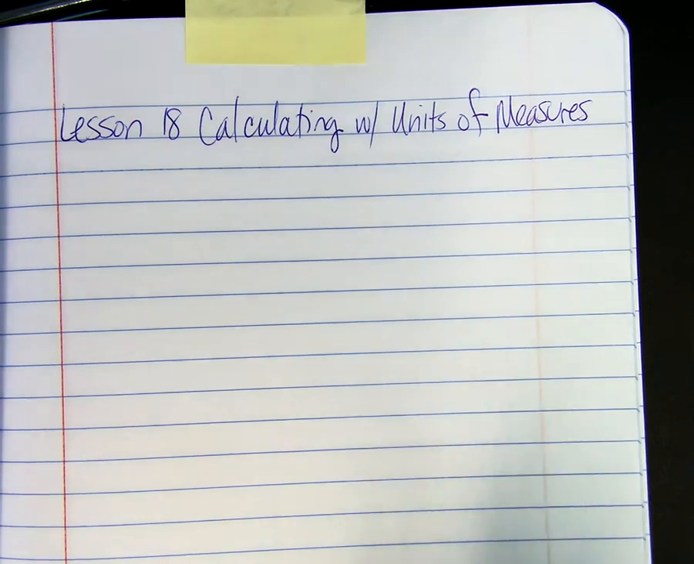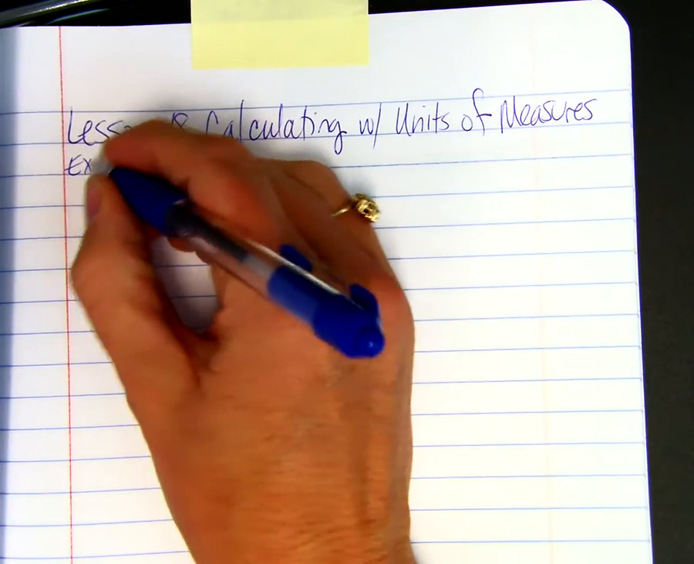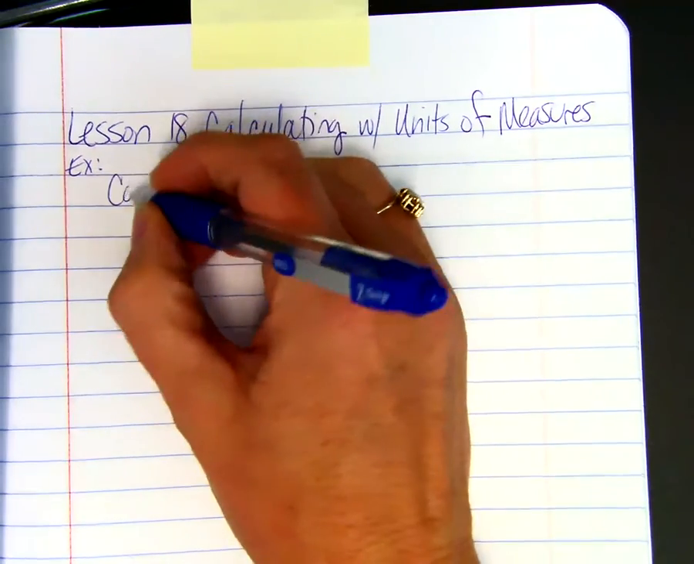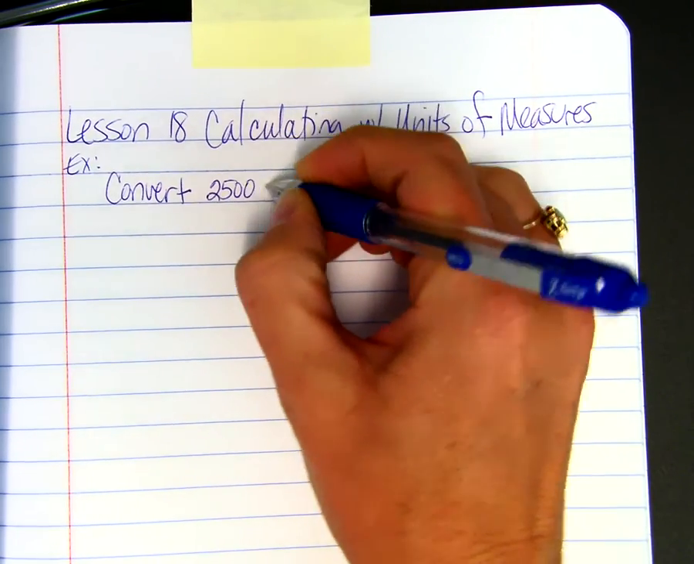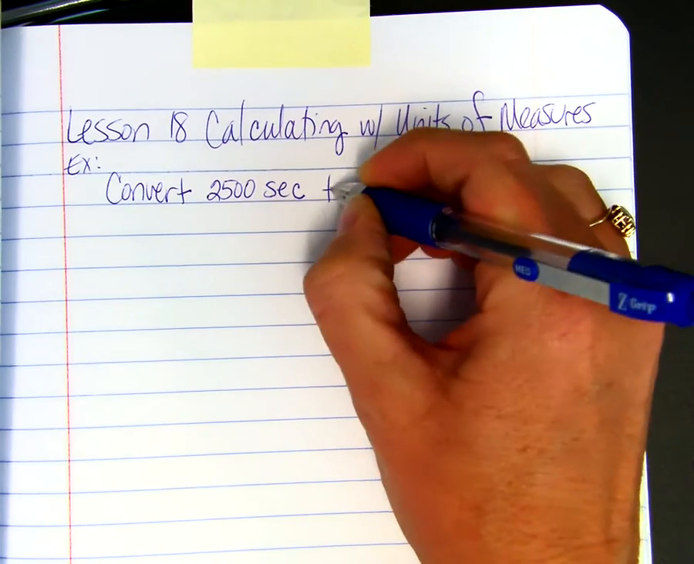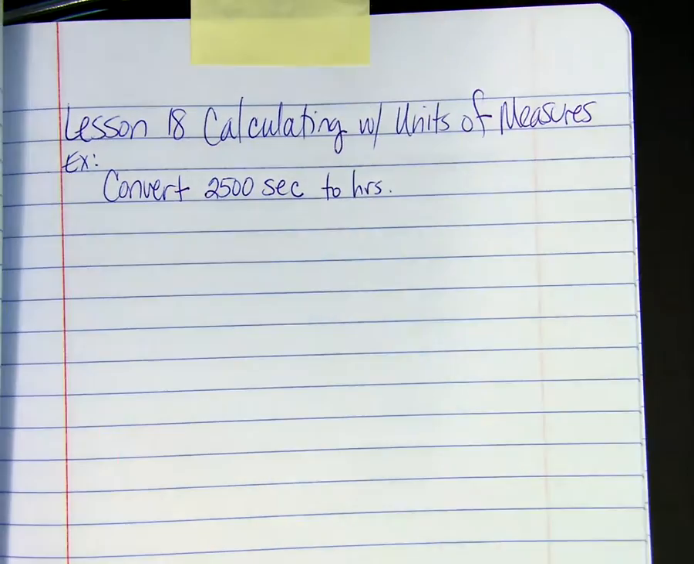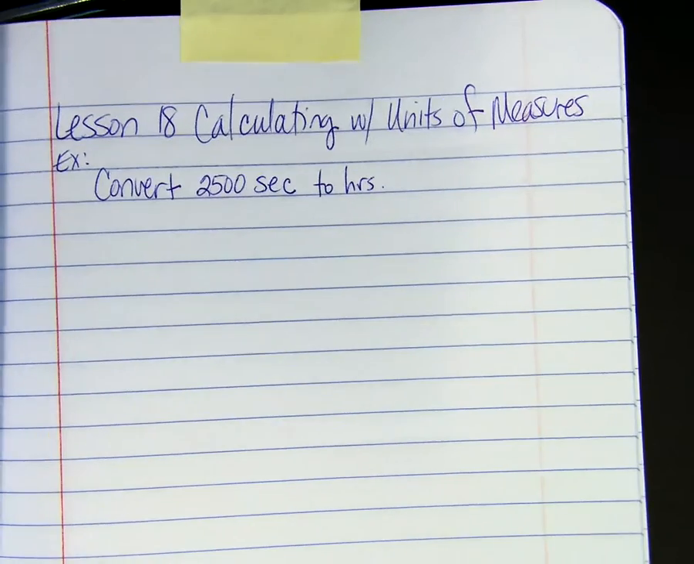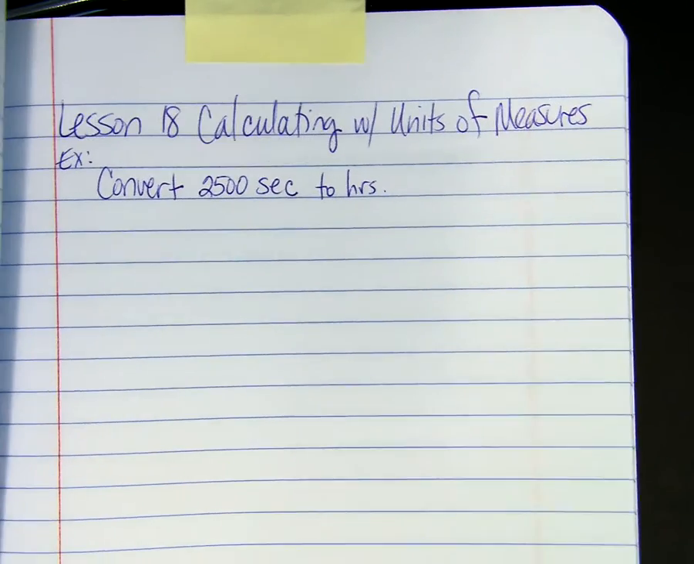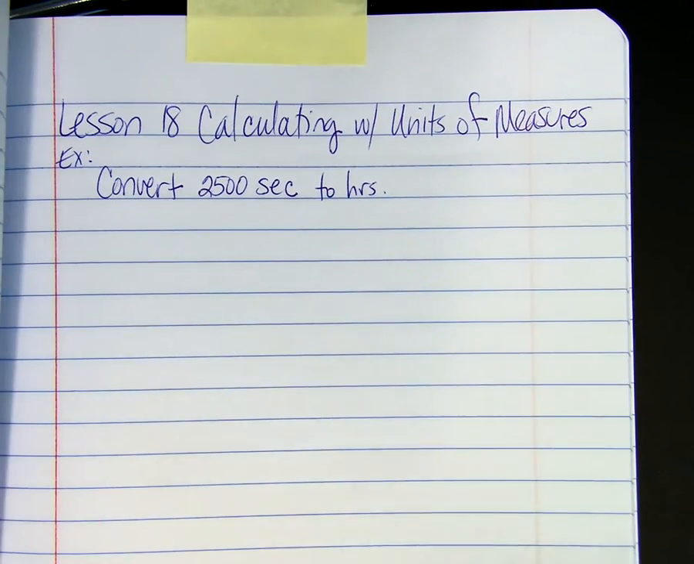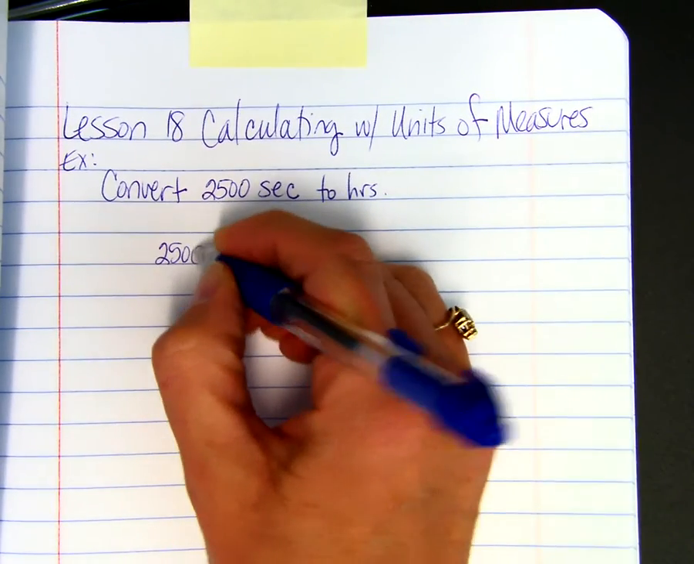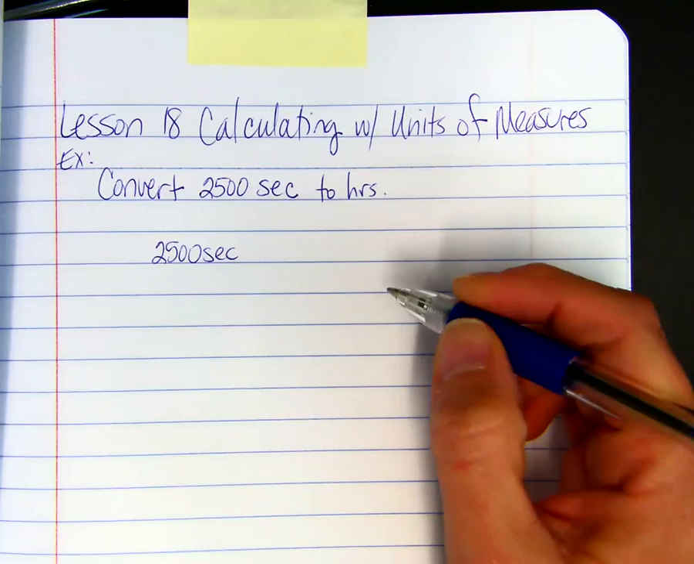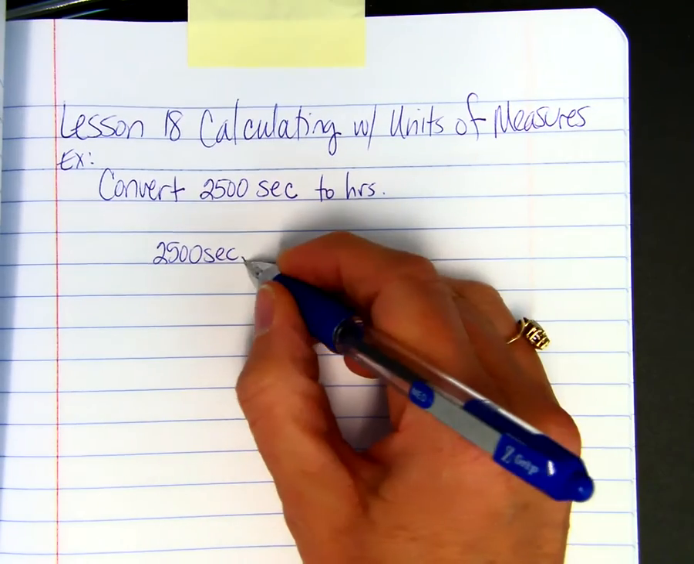Okay, we're just going to start right with an example. If I want to convert 2,500 seconds to hours, I'm going to use unit multipliers. So if you do unit analysis, it really is helpful. So you start with 2,500 seconds, and I want to change that to hours.